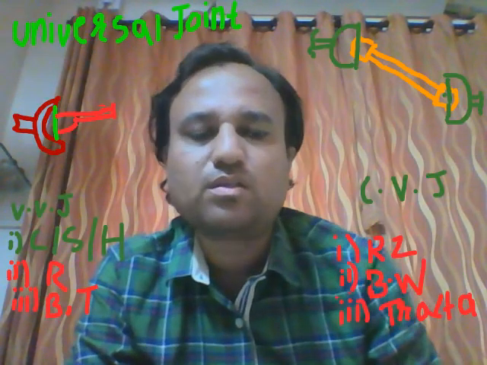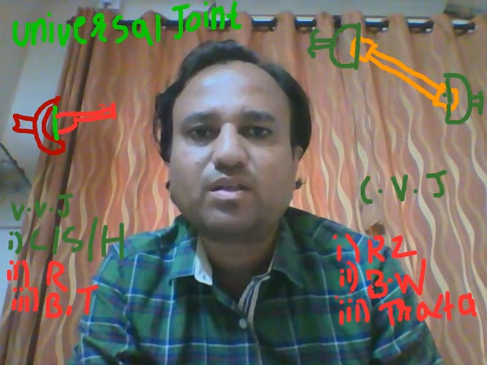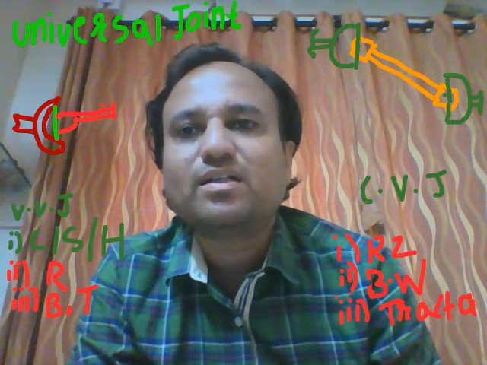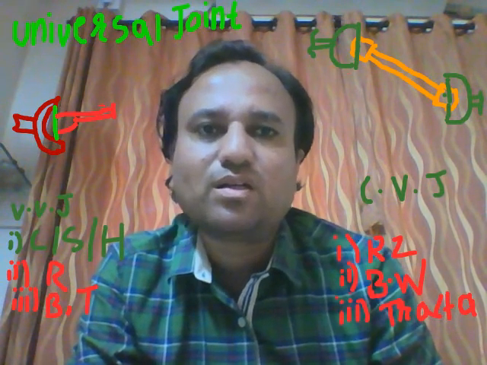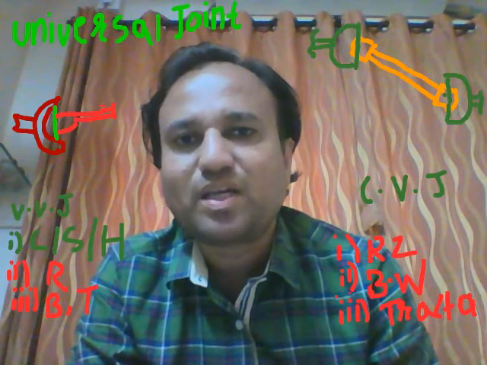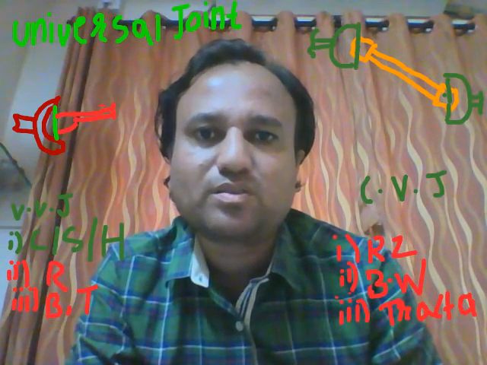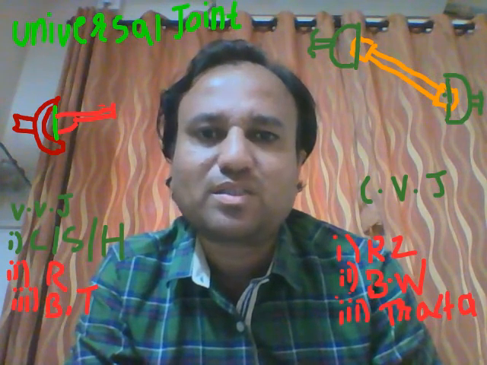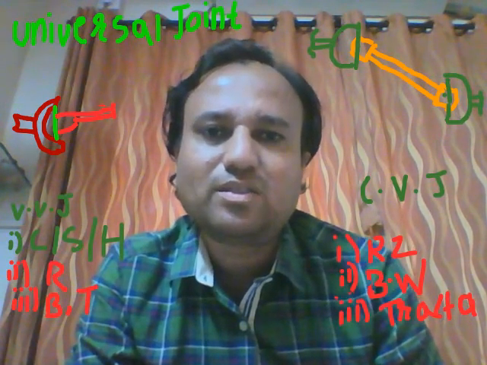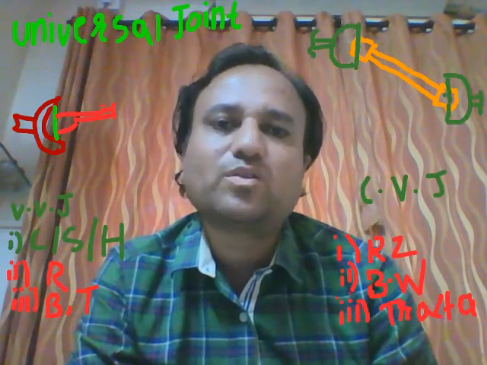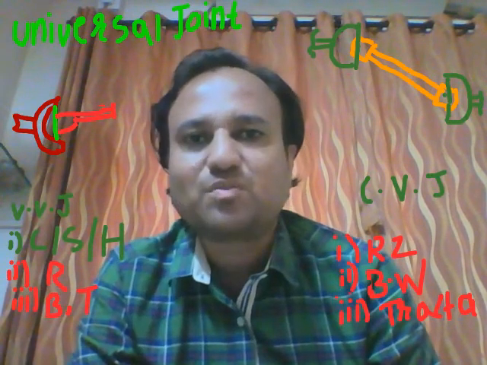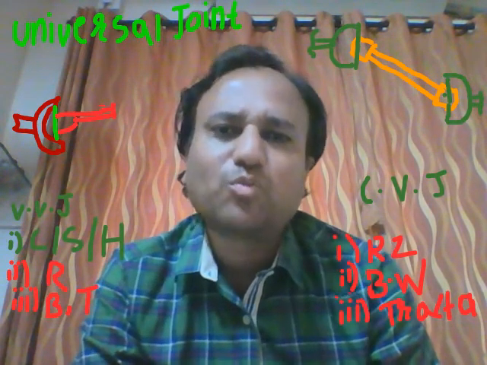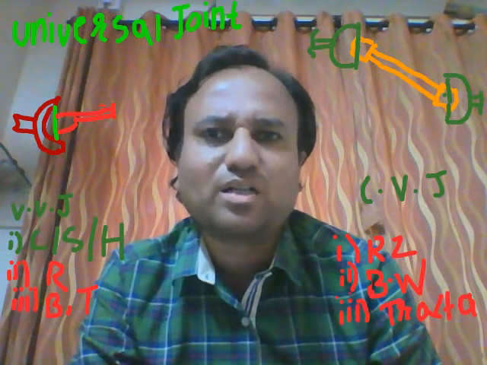Student, the next component in the power transmission system is the universal joint. This universal joint connects the propeller shaft and other transmitting components. It has a connection to the propeller shaft and either to the gearbox shaft or to the differential shaft, or it has a connection between two propeller shafts if more than one propeller shaft is used.